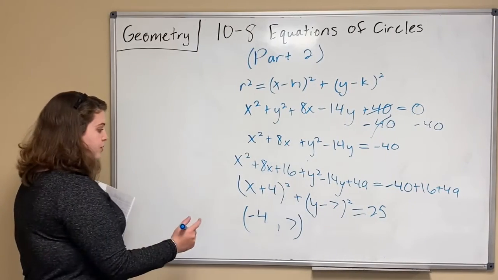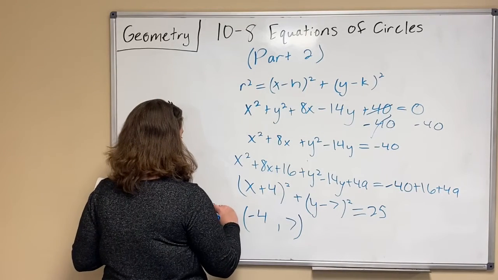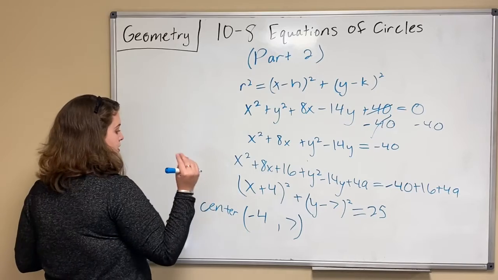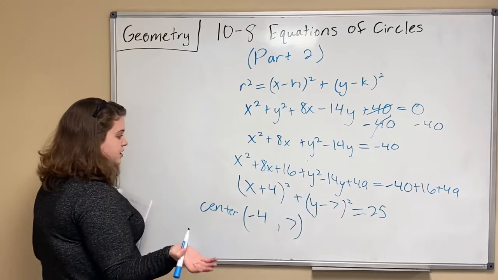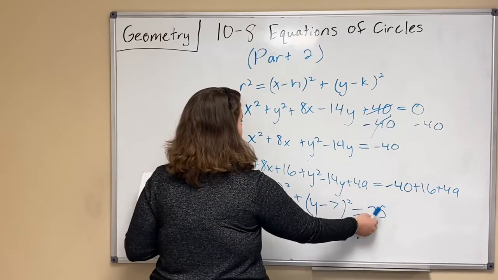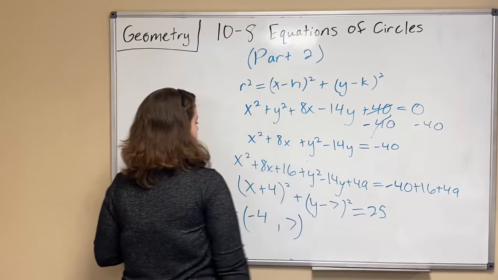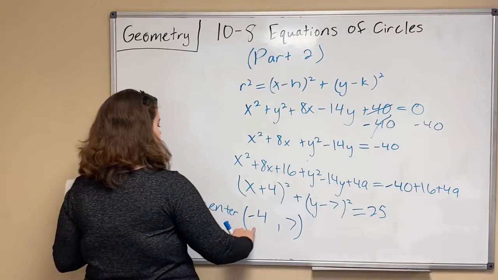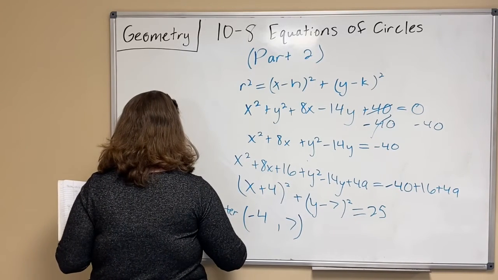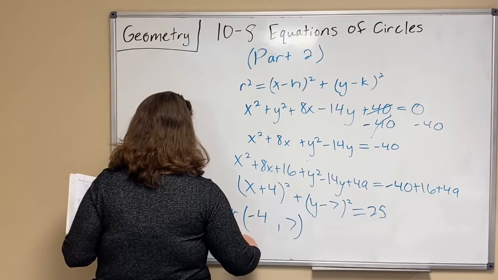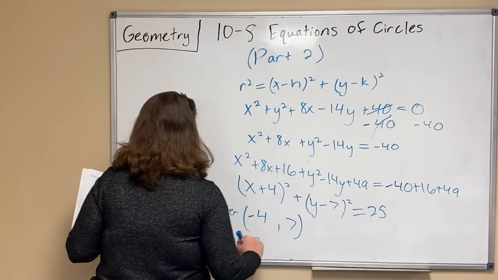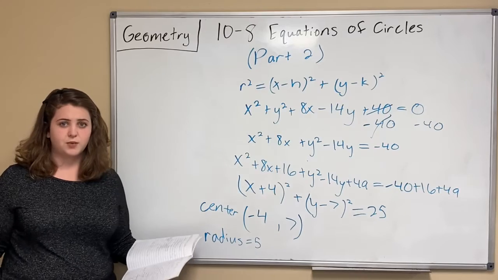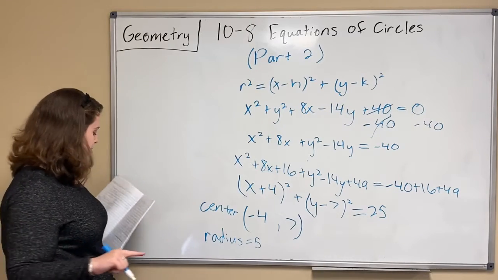Now that we've got the points for our center, what we can also find with our standard form equation is our radius, because we know that it equals r squared. So if I take the square root of 25, I get 5. And so I know that my center is negative 4, 7, and my radius is 5. Now we have all the information that we need in order to graph it.